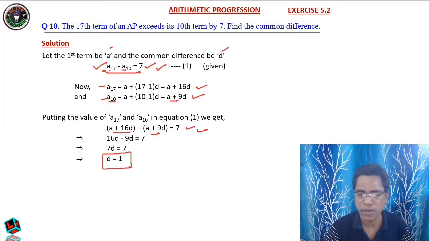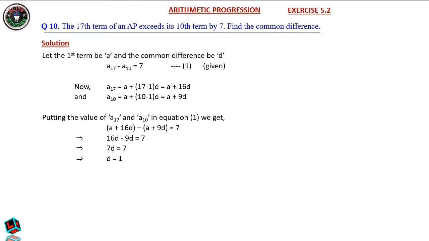That's it, dear students. So it was easy. Now you can take the screenshot.